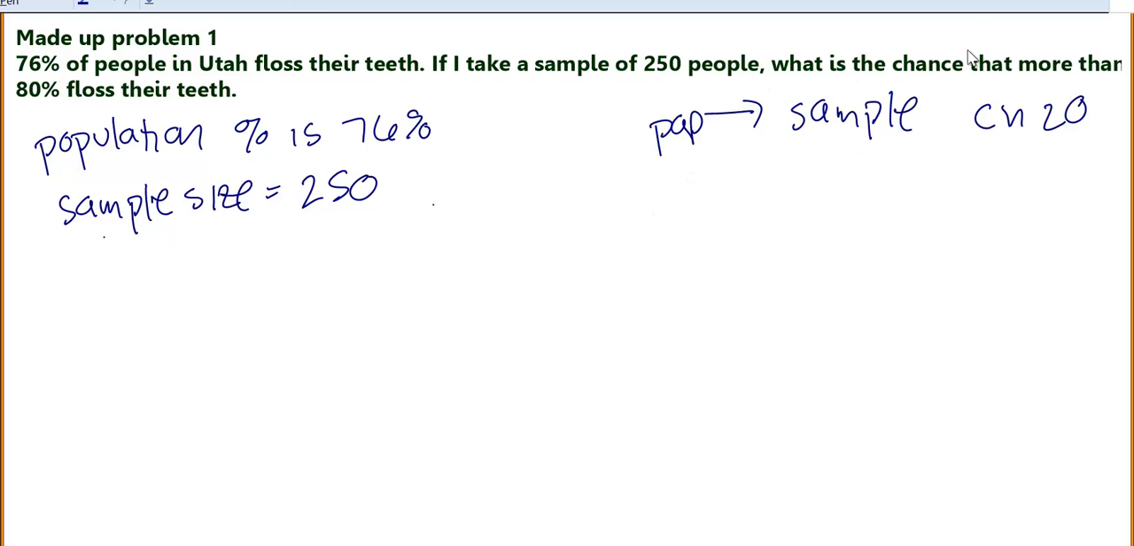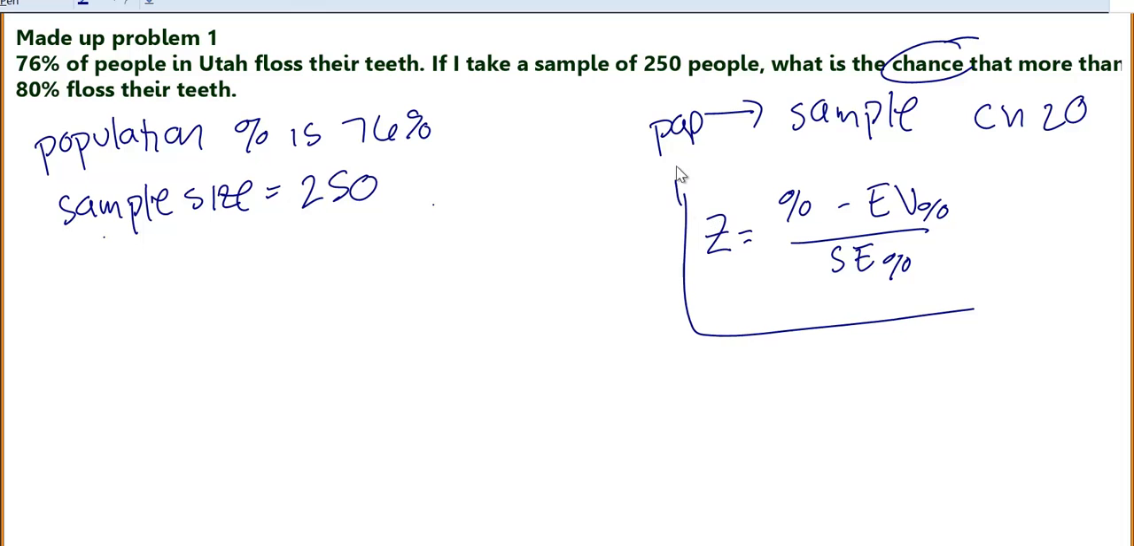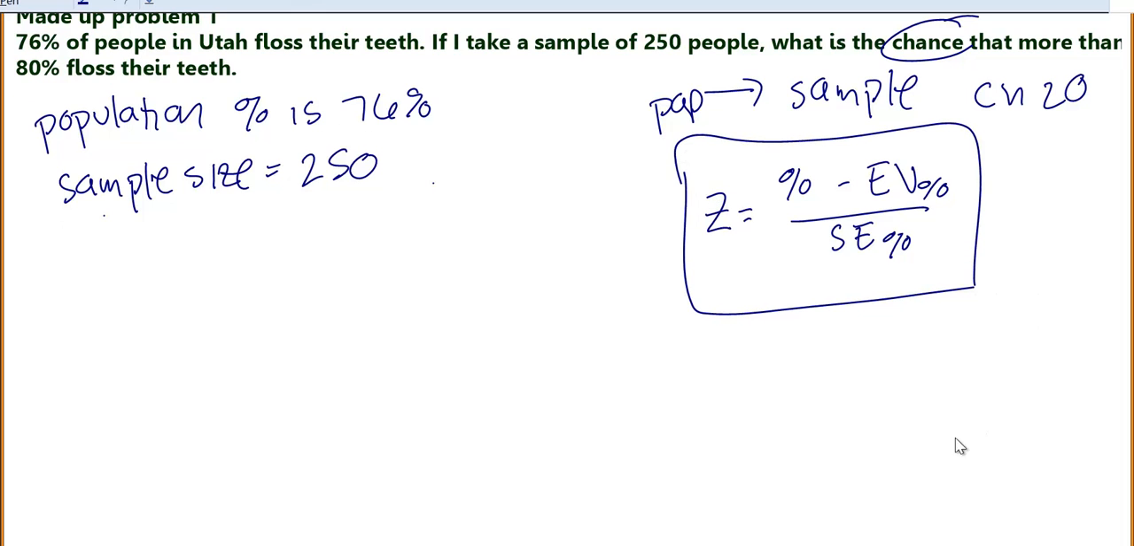Let's see. We want to find what is the chance. Now you might have noticed on all of these problems we have to do either estimating or expected value and standard error. But if you forget that, you say, okay, chance, I know it's the normal curve, I know I have to find z. Every time it's looking for chance, you have to find z. So we know z is going to be my percentage minus the expected value for the percentage over standard error of the percentage. And just by writing that down, now I can figure out what intermediate steps I need to do. Let's find everything we need to plug into here.